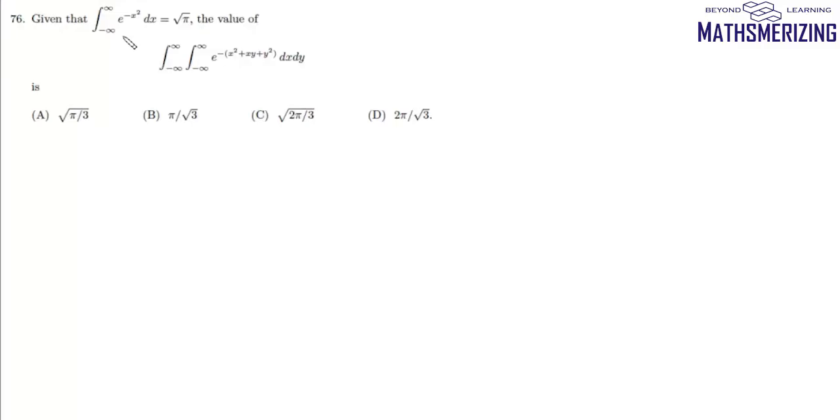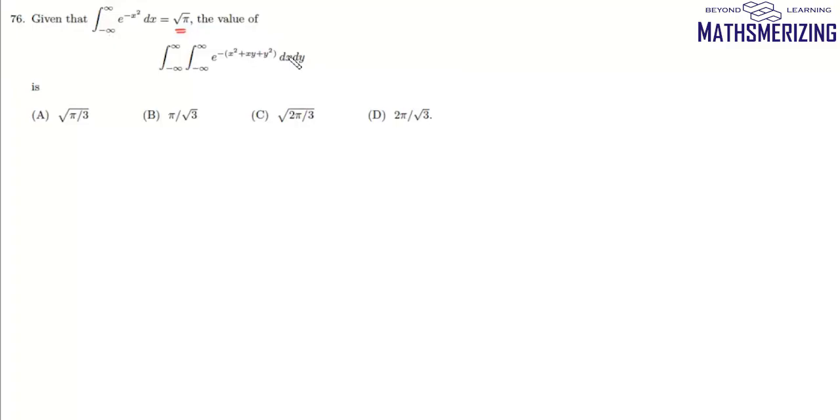Now it is given that this integral from minus infinity to plus infinity e to the power minus x squared dx is equal to under root pi, which is nothing but a Gaussian integral, which we have discussed in one of the previous videos. I'll provide the link to that video in the description below. Now, using this, we need to find this integral, which is from minus infinity to plus infinity e to the power minus x square plus xy plus y square dx into dy.